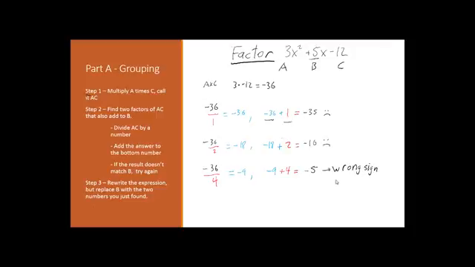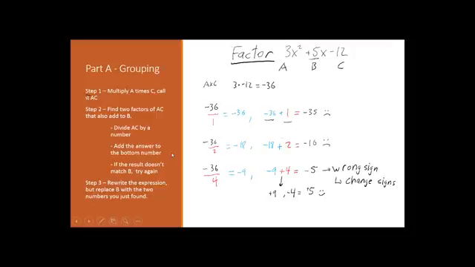If you do get the wrong sign, all you have to do is change the signs of the red and the blue numbers. So rather than negative 9 and positive 4, we will have positive 9 and negative 4. Well, positive 9 minus 4 gives us positive 5. And that is the right number. That matches b. So we're almost finished with this part.